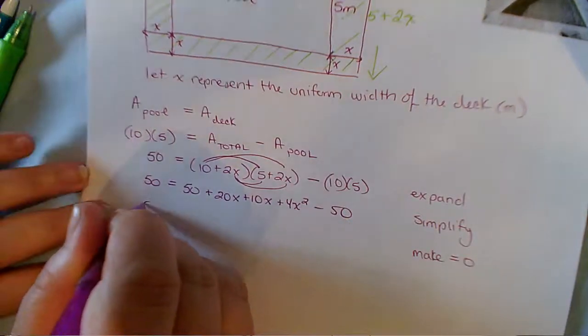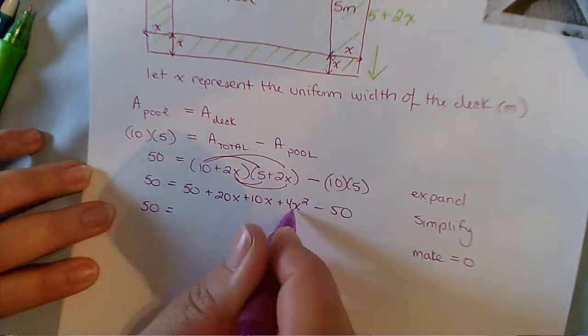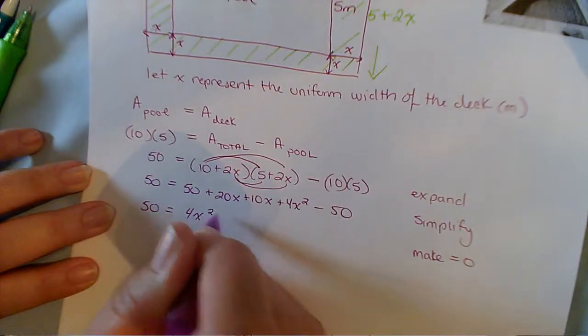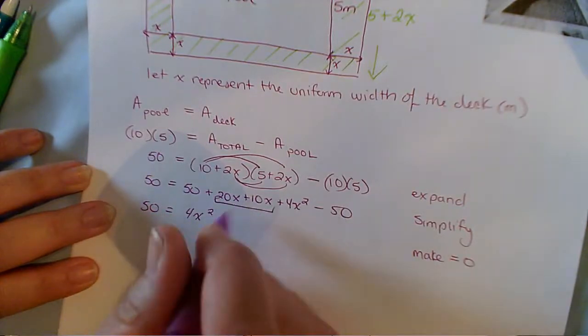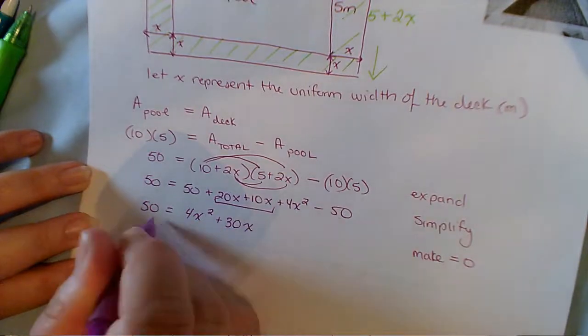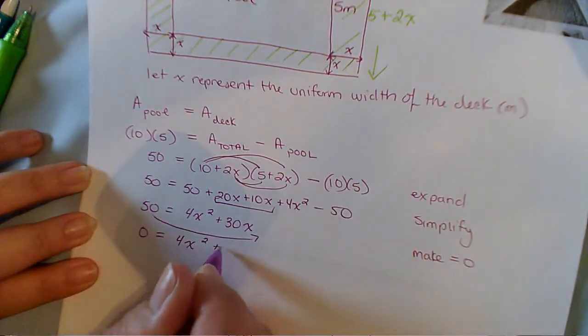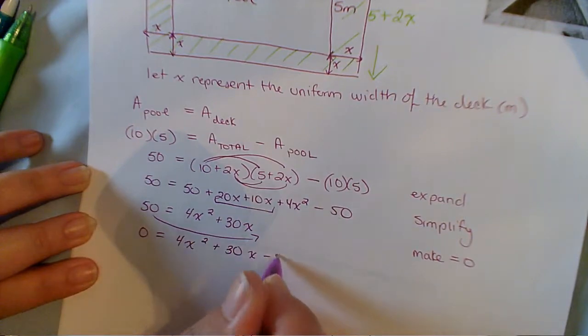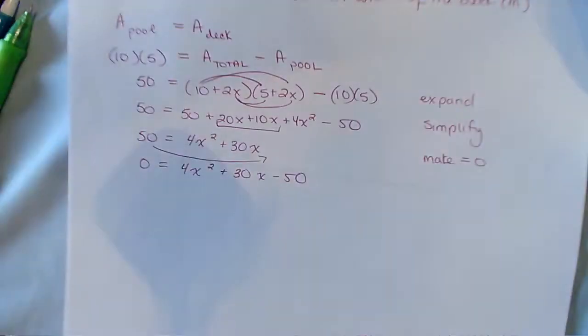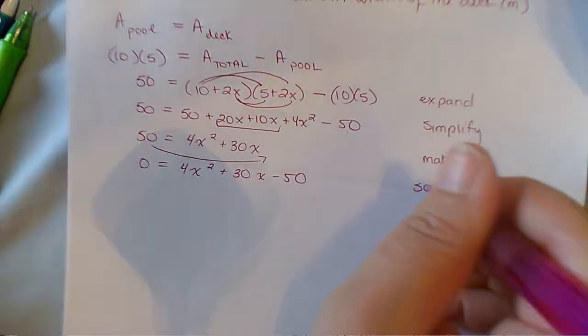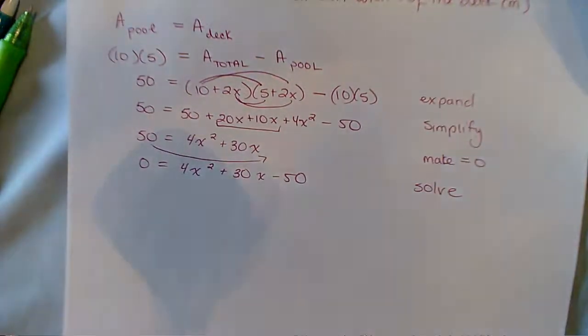I'm going to bring the 4x squared to the front. 20x and 10x makes 30x. And then, of course, like I said, kick that out and get a big fat 0 on one side. There we go. There's our quadratic. So now that you're at the quadratic stage, solve. Solve for x, using the methods that you know.